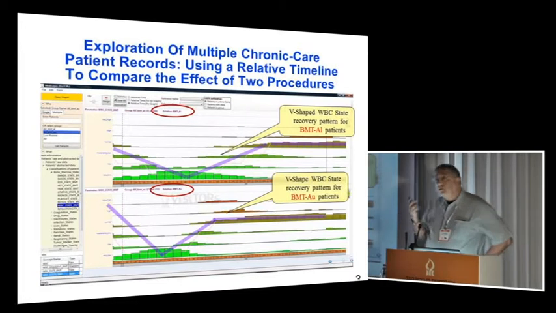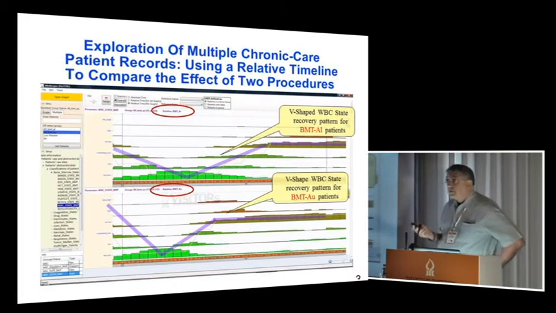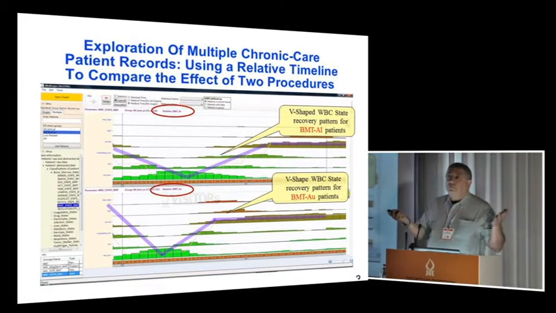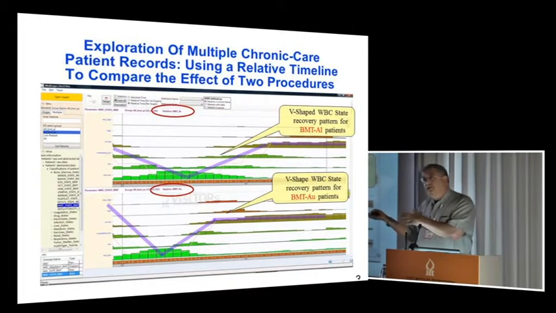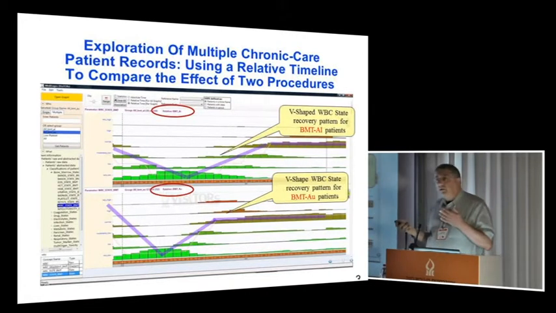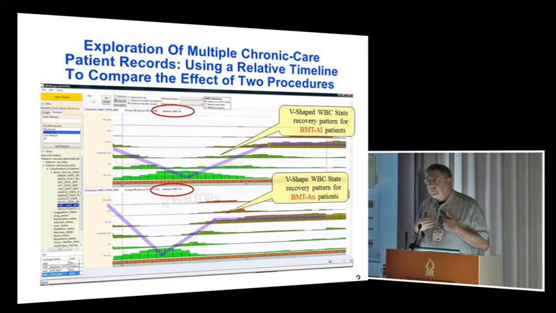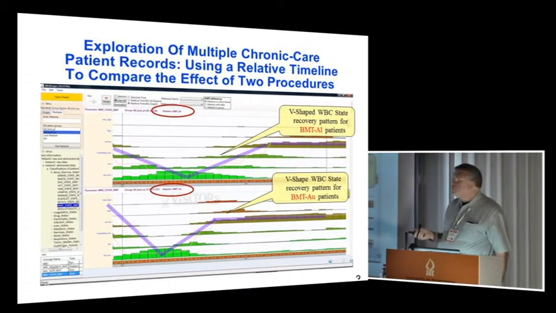Now, one question that we were really asked by the chief medical officer of a large health maintenance organization was, is there any difference between patients who are getting an allogenic transplantation, which means transplanting bone marrow from somebody else, or an autogenic transplantation, which means from themselves? And the answer is absolutely yes.